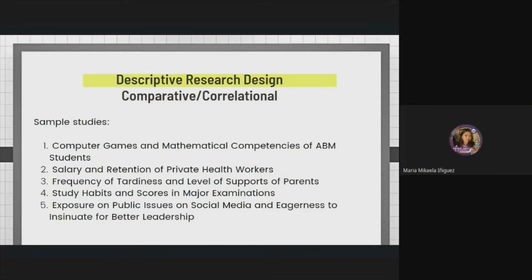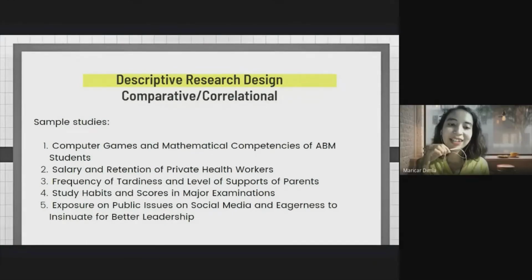Ma'am, try lang po. Okay, go. Yung IV po is exposure on public issues on social media, and yung DV po is eagerness to initiate for better leadership. Yes, very good.